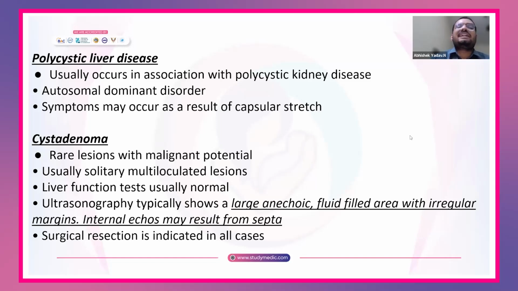Cystadenoma is also a rare benign liver lesion with malignant potential. Usually there will be a solitary but multiloculated lesion. The liver function tests are usually normal. When you do an ultrasound, you can see a large anechoic fluid-filled area with irregular margins and internal echoes due to sepsis. Surgical dissection is indicated in all cases of cystadenoma as it is pre-malignant in nature.